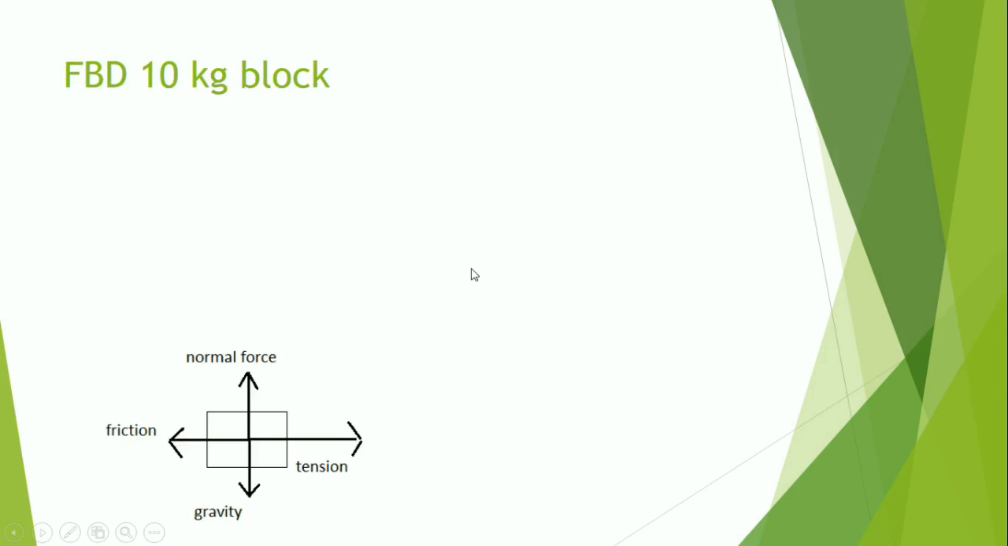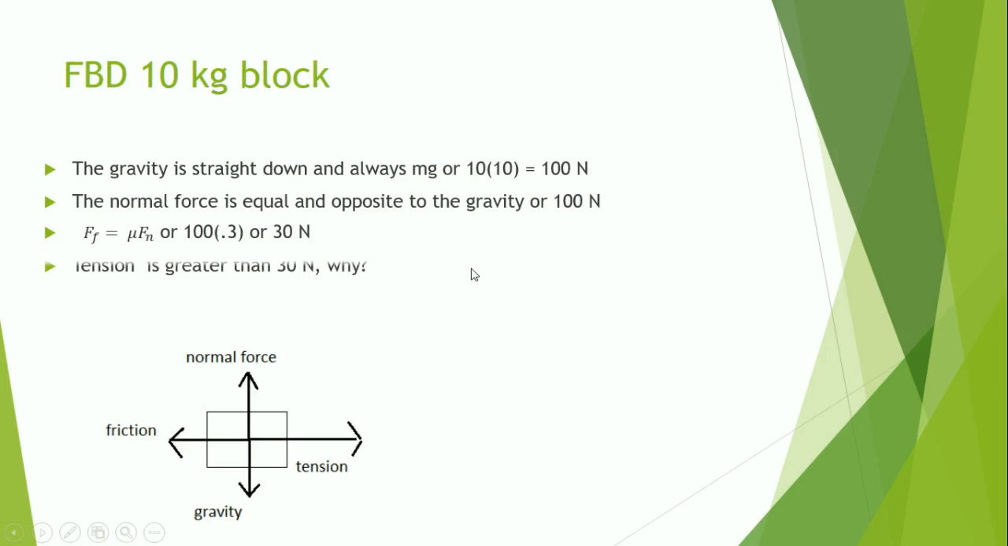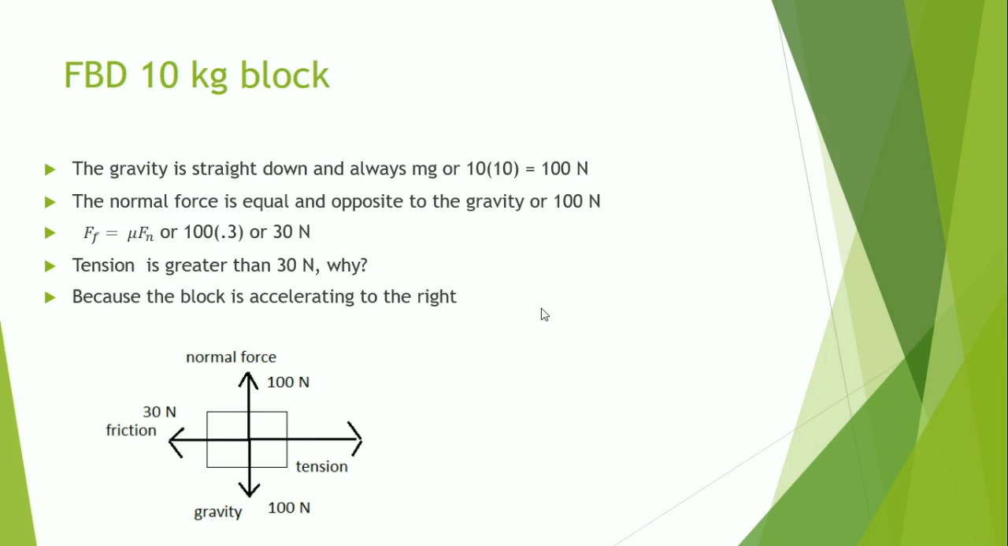Because the object's accelerating to the right, we know that the tension must be greater than 30 because the tension is winning over the friction, and it's pulling the whole block to the right. And so now if we label our free body diagram, the normal force is 100, gravity is 100, friction is 30, but we are not sure about the tension because we don't know how fast it's accelerating.